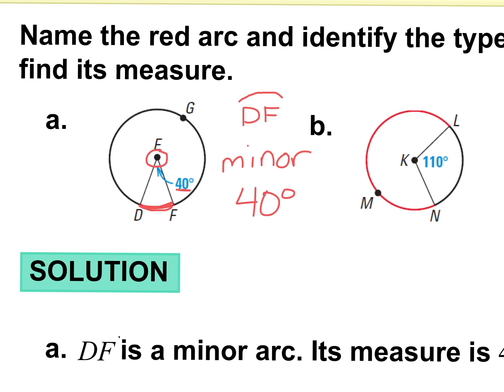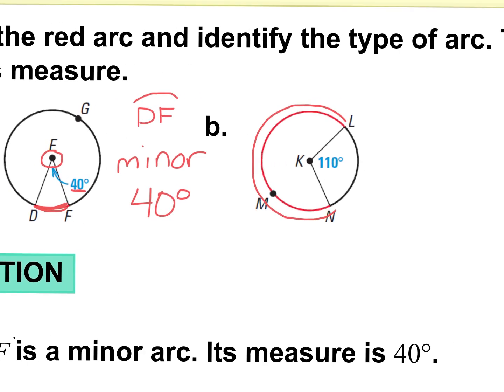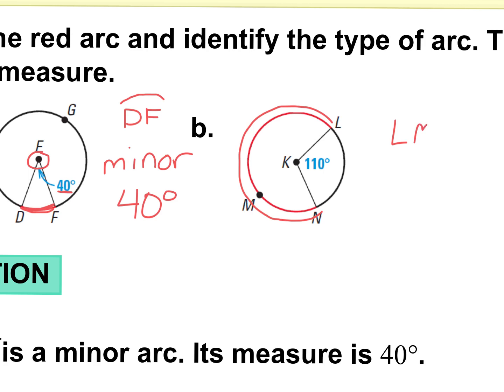Okay. B, it wants us to find the arc. What would I name this? LMN. Major. With the arc. Yep, next part, is it major or minor? Why is this one major? Three points and it's really big. Because it's three points and it's almost all the way around the circle.